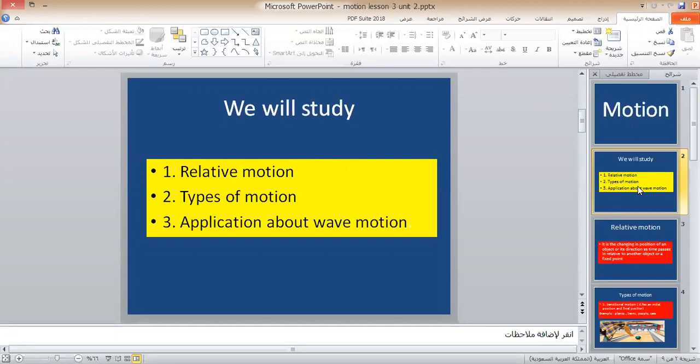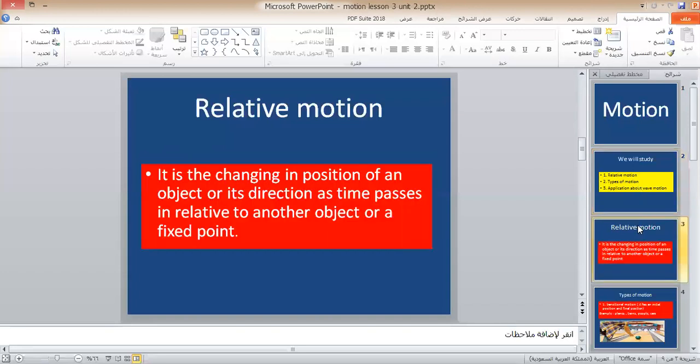Motion is a change from a place to another, changing the position by passing the time. As time passes, مع مرور الوقت, you would change your position from a place to another. This is called the motion. Okay. Generally, this is called motion. But what is relative motion?